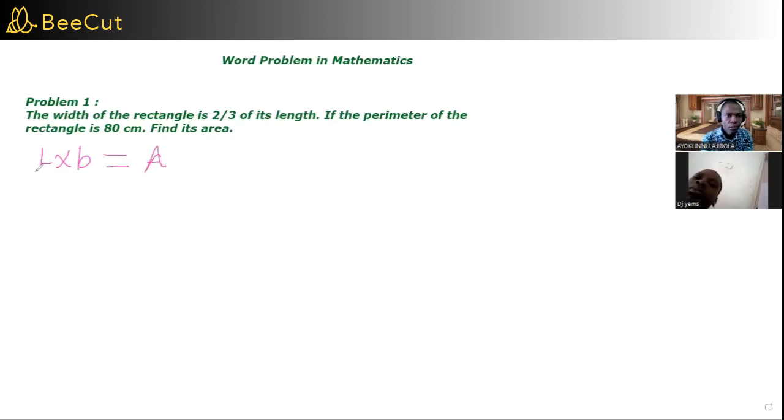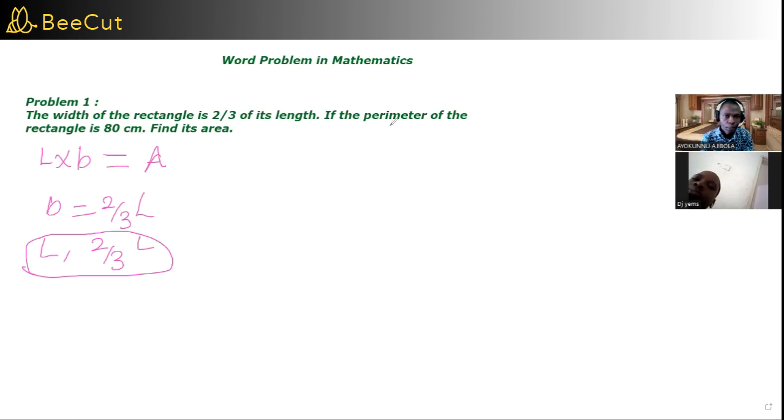Now, I don't know the length, I don't know the breadth. So let the length be L and let the breadth be B. And the question says the width is 2/3 of the length. So that means the breadth is 2/3 of the length. In this case, if I'm going to be using length, I will use L. If I'm going to be using breadth, I will use 2/3 L. So these are the two things I will be using to describe my rectangle.